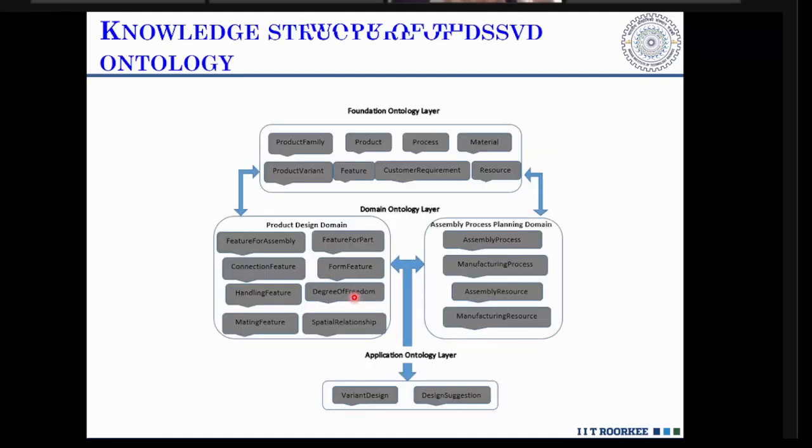So to develop this framework, we have three types of layers. He has classified the knowledge in three layers. One is the foundation ontology layer, capturing product family, product process, material, product variants, features, all these things. Then the product design domain, the assembly and process planning domain, and then he's integrating all these things for assembly variant design.